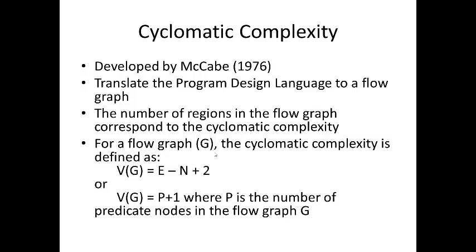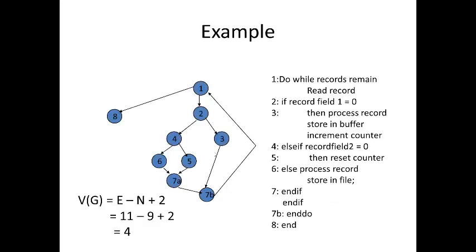For a flow graph G, the cyclomatic complexity is edges minus nodes plus 2, or it's equal to p plus 1, where p is the number of predicate nodes in the flow graph. The edges minus nodes plus 2 is probably the simplest to use. So let's take a look at an example.